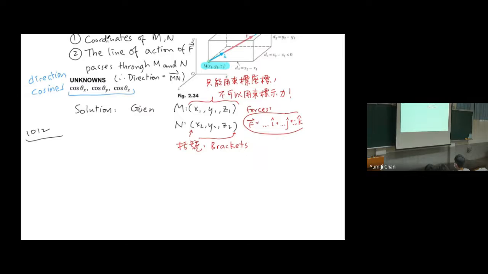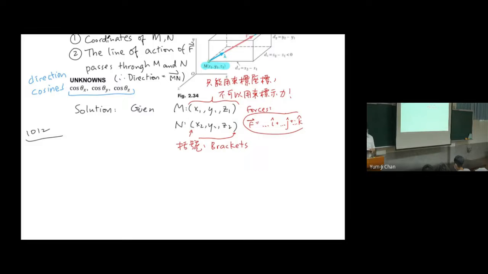First of all, we write down the coordinates of M and N. Be careful: we can use brackets to mark coordinates, but when we write force as vectors, we must use i, j, and k. Is that clear? We must use i, j, and k to mark our vectors.